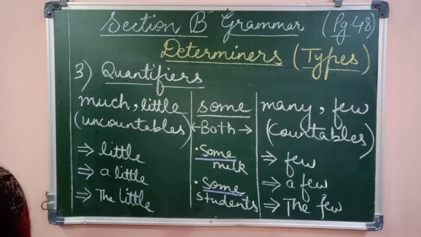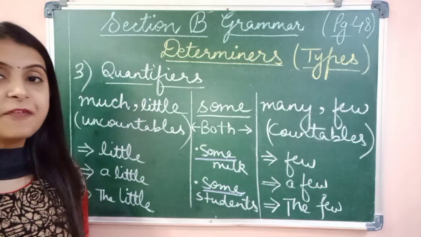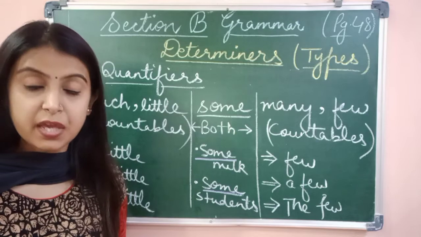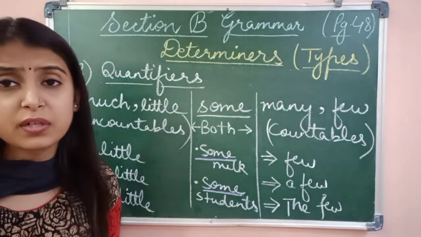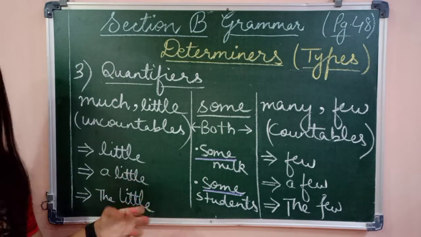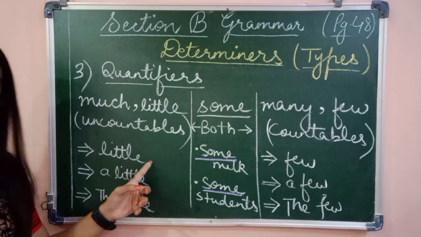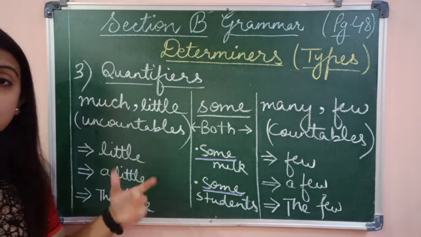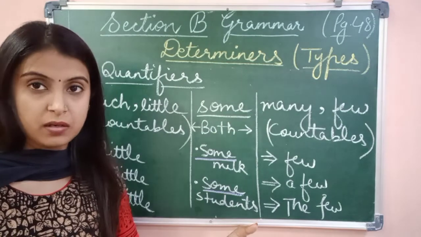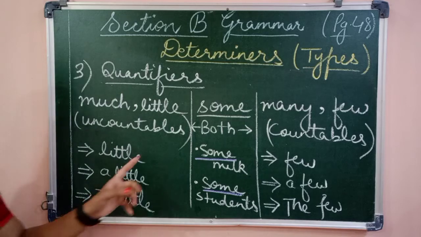Let me explain. Little means hardly any or negligible. If I say there is little water in the glass, it means that hardly any water is there. A little is used to show something more, something positive, more than little. There is little water in the glass, it means negligible, hardly any. But if I say there is a little water in the jug, so a little is used to show something positive, it means something more than little.